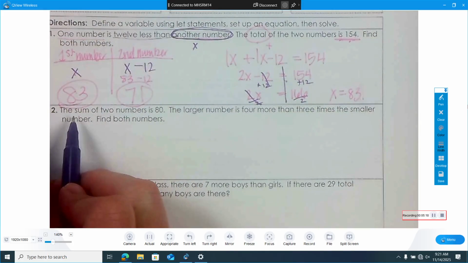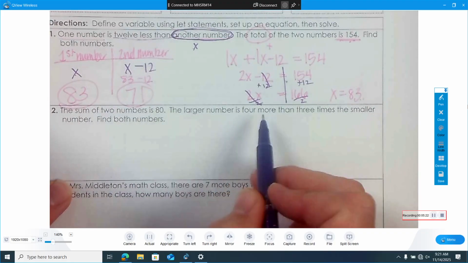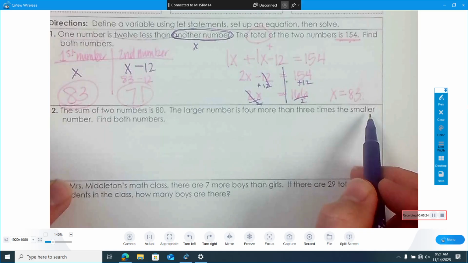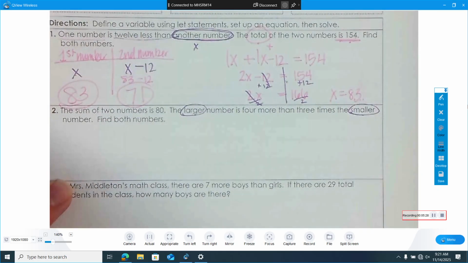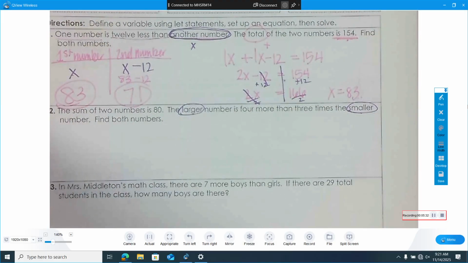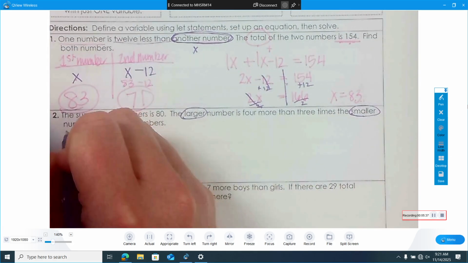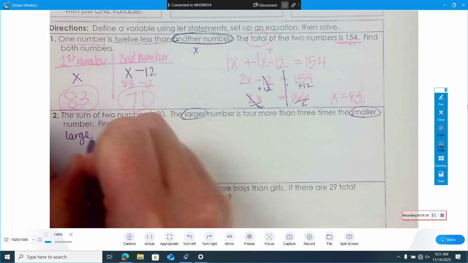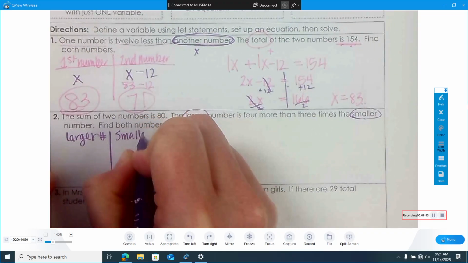The sum of two numbers is 80. The larger number is 4 more than 3 times the smaller number. We have a larger number and we have a smaller number, and we want to find both numbers. So I'm going to create my little table. What are the two things we're talking about? The larger number and the smaller number. So I'm going to write that down. Create my table. Larger number and the smaller number.